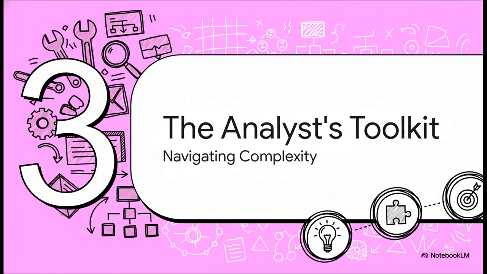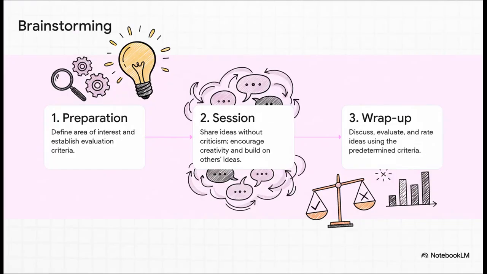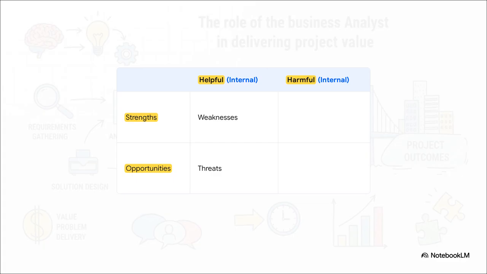So how do they keep everyone aligned? Well, BAs have this huge toolkit of different techniques they can pull from. They're pros at picking just the right tool for the job to uncover what's really needed and define a solution. Let's look at just a few quick examples. Brainstorming. It's a classic for a reason, but there's a real art to it. It's a structured way to get a ton of creative ideas on the table. The magic is in the process. You prepare, you let the ideas flow with zero criticism, and then you go back and evaluate everything to find the real gems.